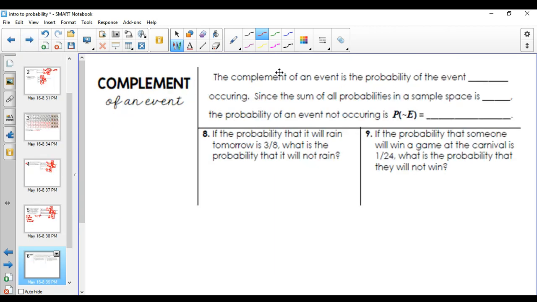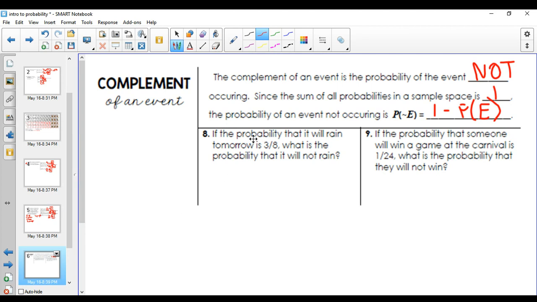Okay, one other little topic that we're going to look at is called the complement of an event. The complement of an event is the probability of the event not occurring. Since the sum of all probabilities in a sample space is 1, which we mentioned at the very beginning of the lesson, the probability of an event not occurring is 1 whole minus the probability of that event occurring. So let's talk about what that means with these 2 examples here.